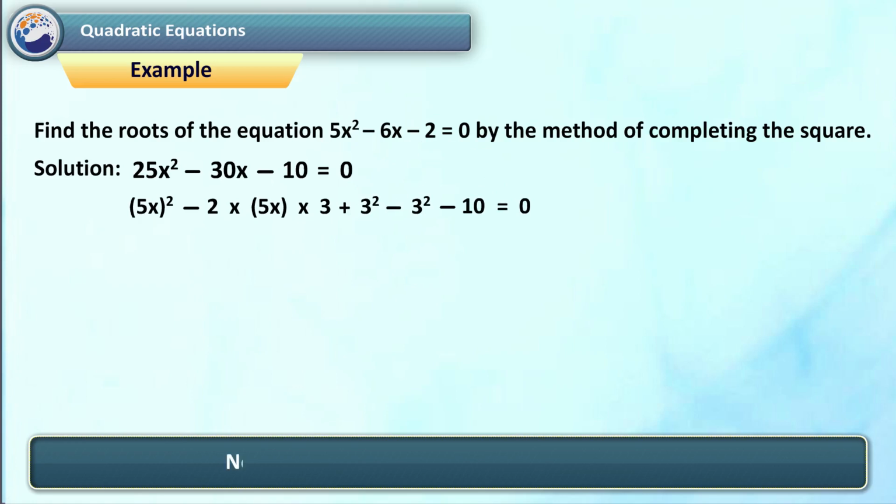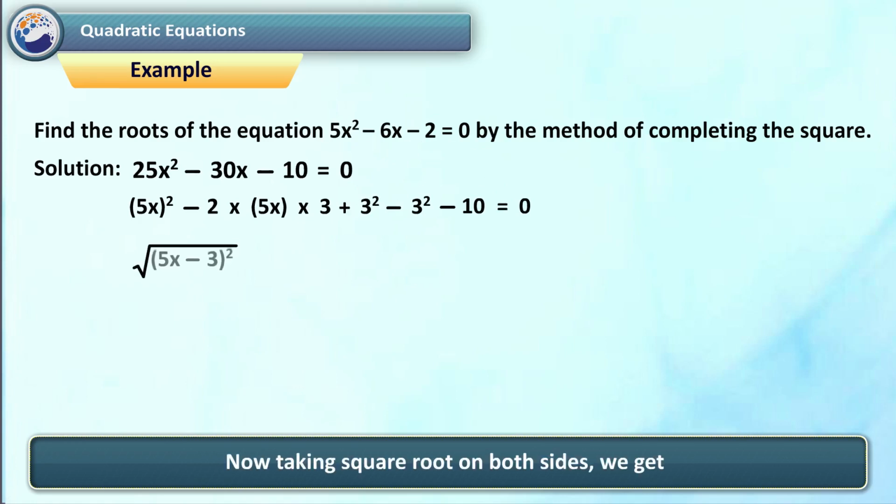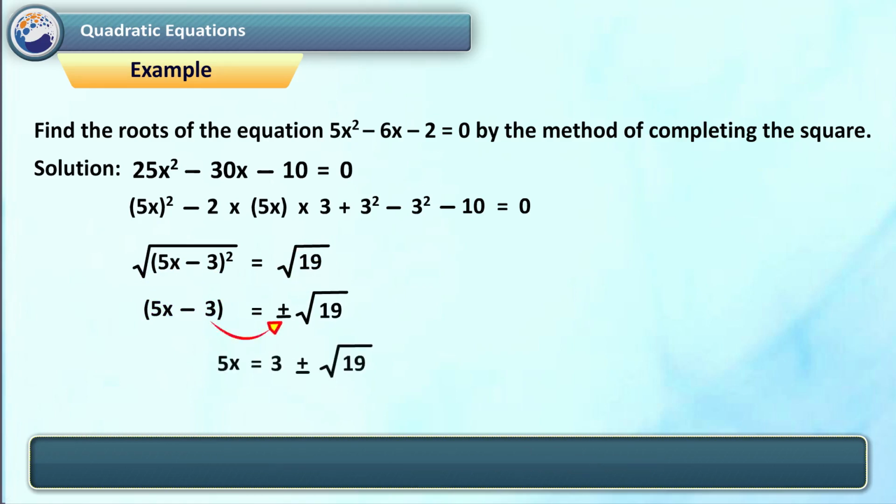Now taking square root on both sides, we get √((5x - 3)²) = √19. Therefore 5x - 3 = ±√19. 5x = 3 ± √19. That is, x = (3 ± √19)/5.